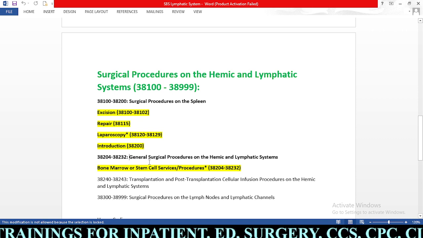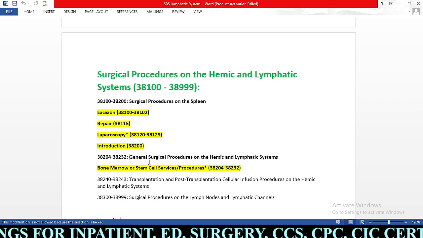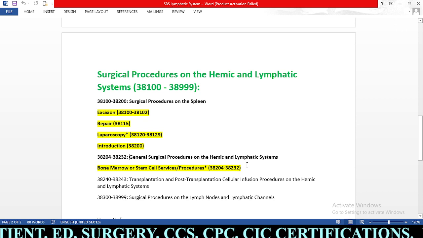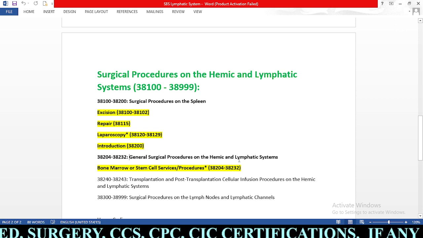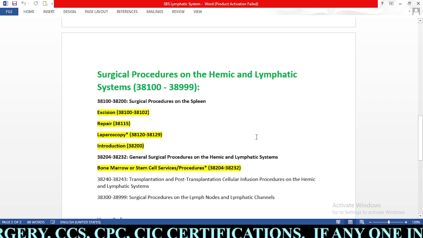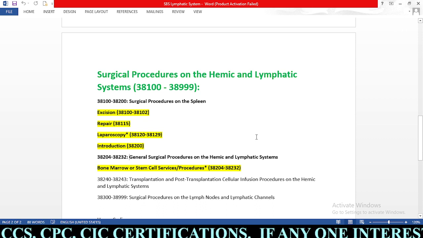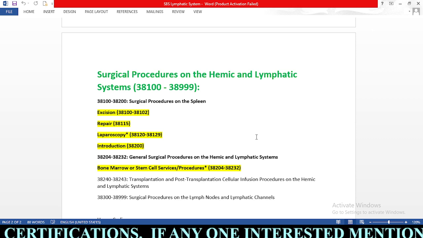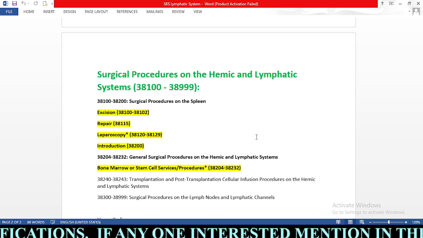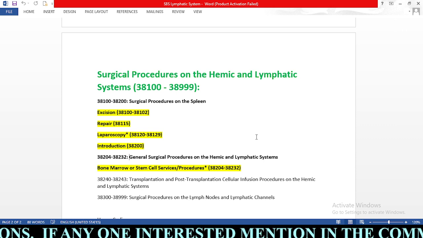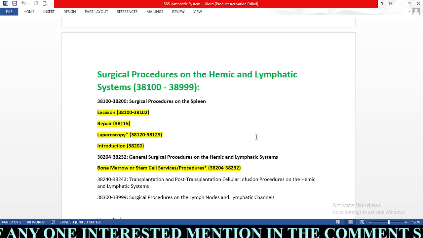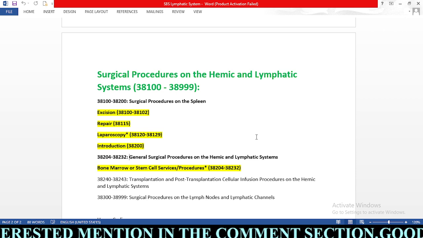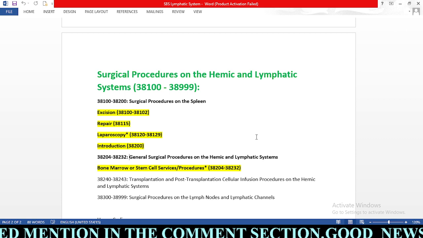Next we have 38204 to 38232, which includes general surgical procedures on the hemic and lymphatic system. So it is not related to any organ. These are the general procedures performed on the lymphatic system. What are those? Bone marrow or stem cell services procedures. If you take 38204, management of recipient hemopoietic progenitor cell donor search and cell acquisition. Basically these are all related to blood procedures. Hemic procedures are blood procedures.